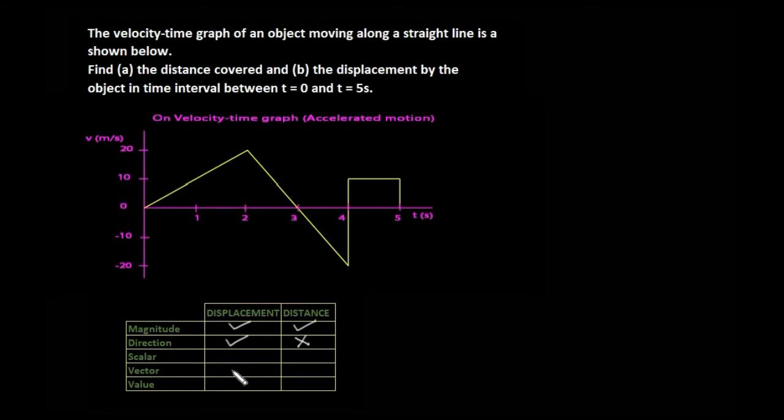Displacement is a vector quantity because it has got both magnitude and direction. And distance is a scalar quantity because it has only got magnitude. It doesn't have any direction. It can go any direction, and only the magnitude matters. Displacement can have a negative value, whereas distance can only have a positive value. And displacement can also have a positive value.